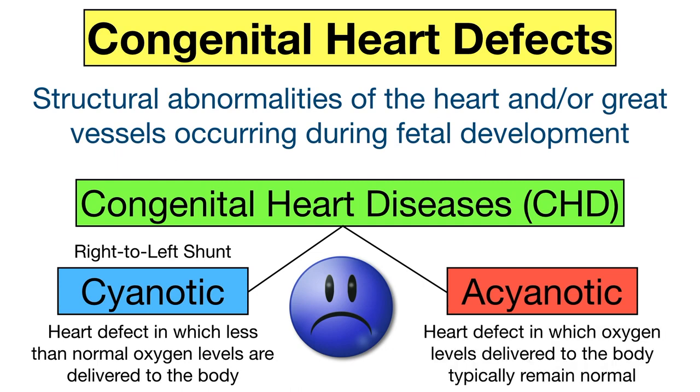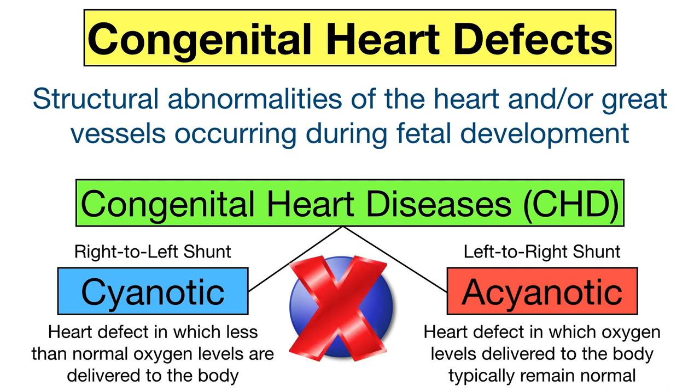Acyanotic defects are heart defects that can affect the normal flow of blood, but blood oxygen levels delivered to the body typically remain normal. Acyanotic heart defects often contain left to right shunts in which oxygenated blood from the left heart mixes with deoxygenated blood in the right heart. So with acyanotic defects, the blood delivered to the rest of the body still remains oxygen-rich, which is why there is no cyanosis. In this video, we're going to focus on cyanotic congenital heart defects and go over a simple memory trick to remember them.